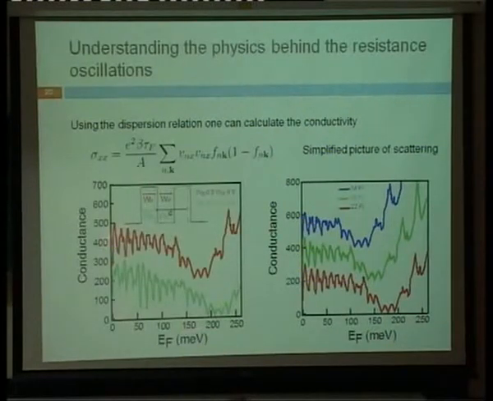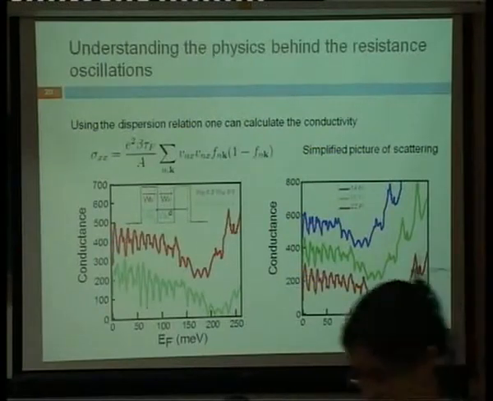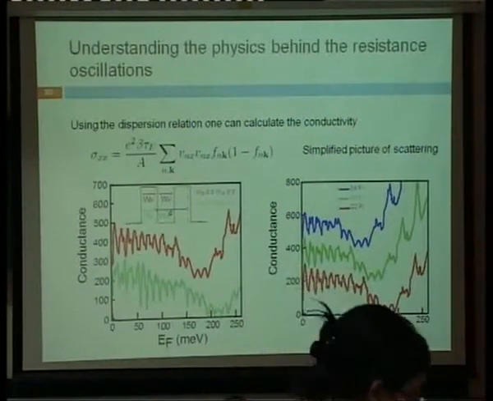Because our duty cycle is not really 100% clear to us, we also have done calculations for duty cycles other than 50-50 of the potential, and we see qualitatively the same results. Even if our duty cycle is different, it's not going to change the fundamental basic physics that we see.